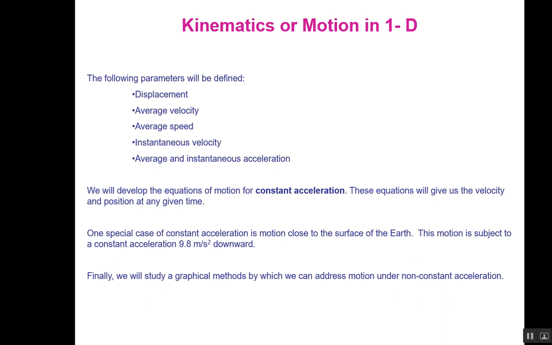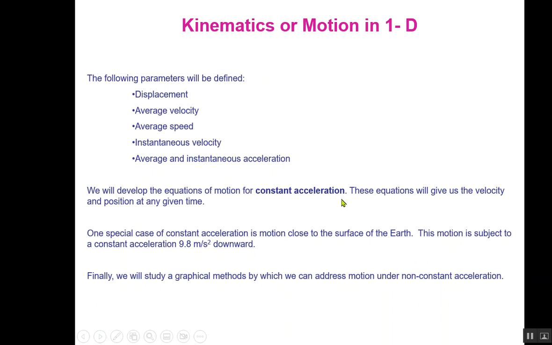Okay, today, kinematics. Long way of saying motion. We'll talk about the causes of motion later, but right now we're going to be talking about displacement, which is a distance in a particular direction. Average velocity, average speed, which is the magnitude of the velocity, sort of the velocity minus the direction, instantaneous velocity, and average and instantaneous acceleration. Instantaneous velocity is really what we mean when we talk about velocity, so we're going to just drop that terminology after today.